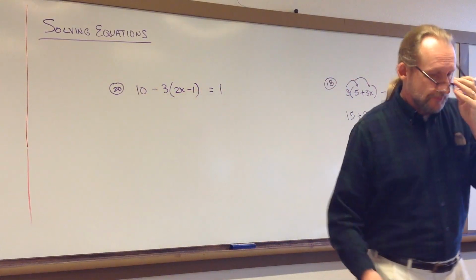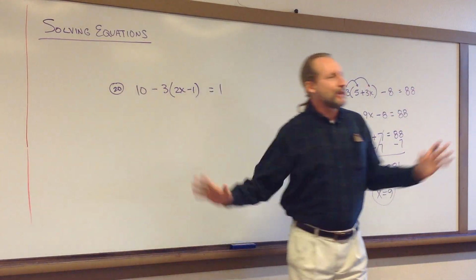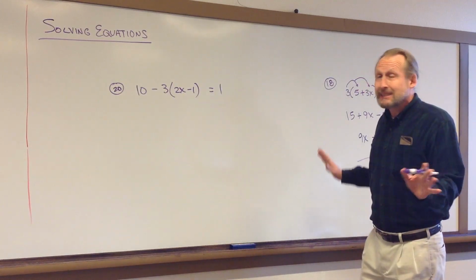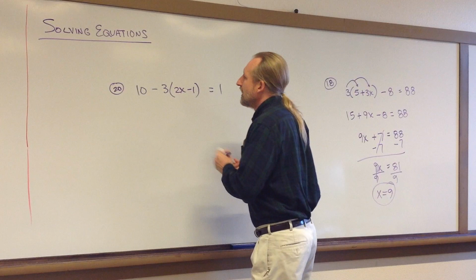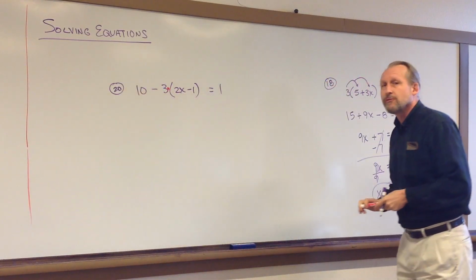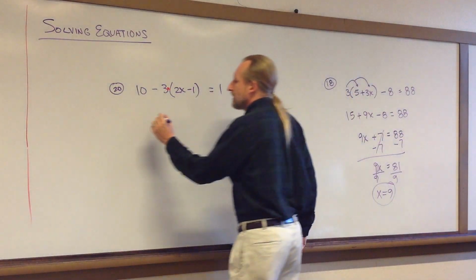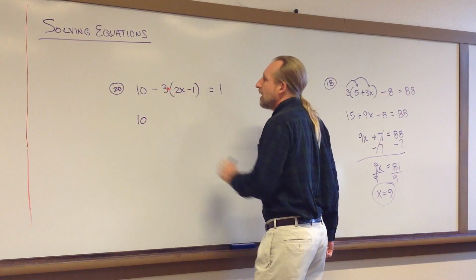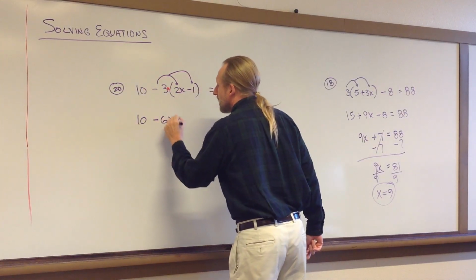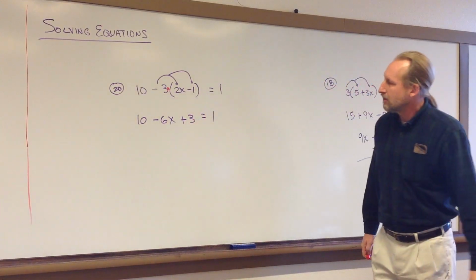So here's the issue, is that a lot of people see that 10 minus 3 and they think, that's the easiest part of this. I'm going to do that first. 10 minus 3 is 7. But that's not what you have to do, right? Because the order of operations says that you have to do that multiplying before you do any adding and subtracting. And so the 10 is just going to stay here and wait until we distribute the 3 into the parentheses. That'll give us minus 6x plus 3 equal to 1.